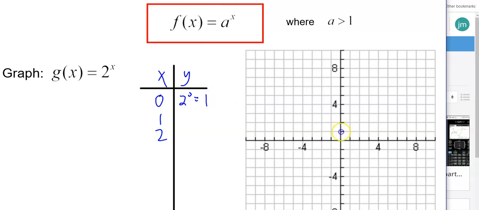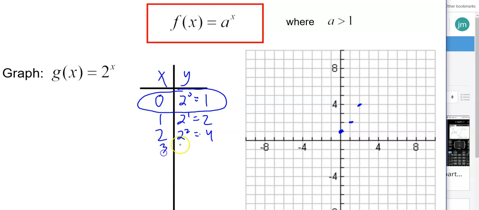0, 1. That's actually the point you have to memorize. That's the main point of this graph. I know that sounds funny, but on the parent graph, I only need you to memorize 1 point. 0, 1 is the point I need you to know. Plug in 1 for x. Well, that's just 2. 1 comma 2 is this point. See, the y value doubled. 2 squared is 4. 2 comma 4. Again, the y value doubled.